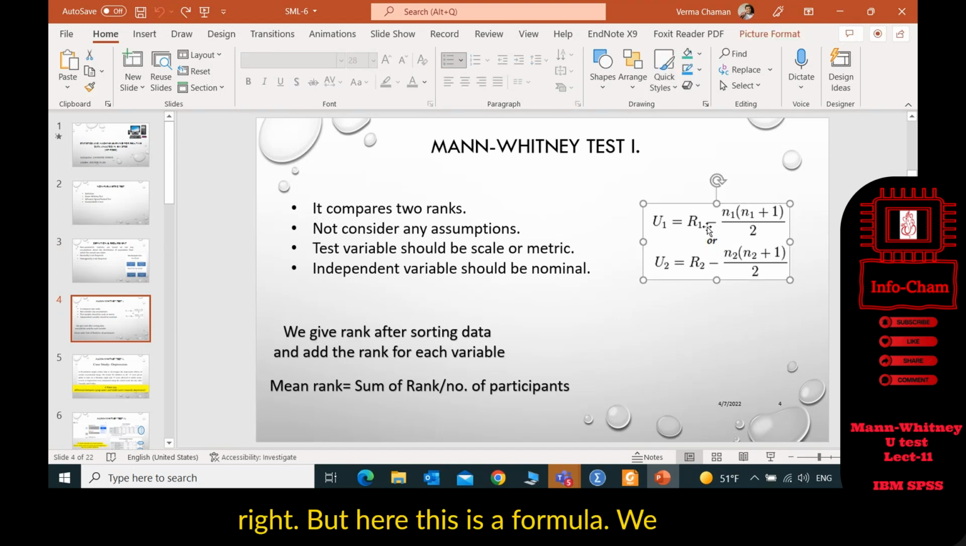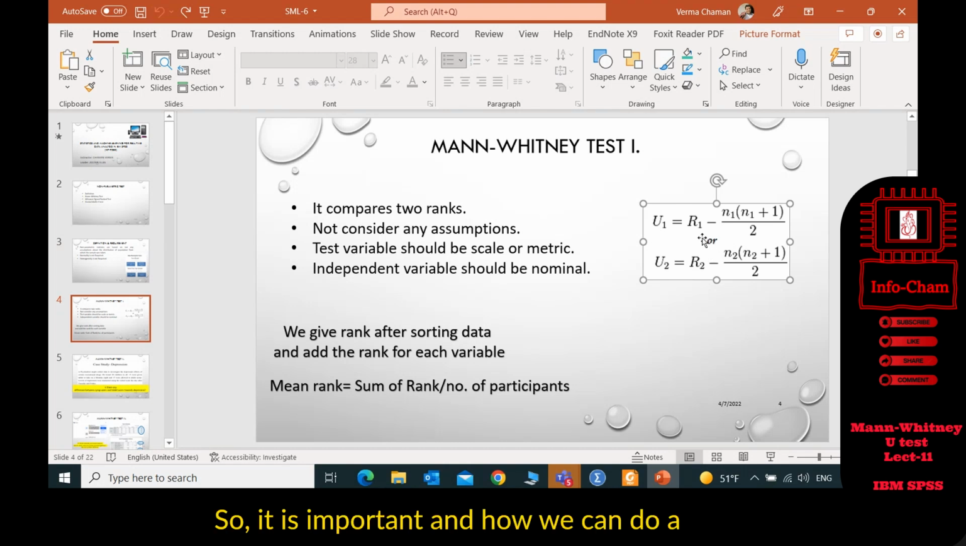But here this is a formula. We do not calculate a t value, we have to calculate the U value, U1 and U2. The test name is Mann-Whitney U test, so that's why we calculate the U value. This is rank 1 for one group, rank 2 for the second group, and minus n1 times (n1 plus 1) divided by 2, right? So I can calculate the U1 value and the U2 value. You can do it manually, but SPSS calculates this value for us, no problem.